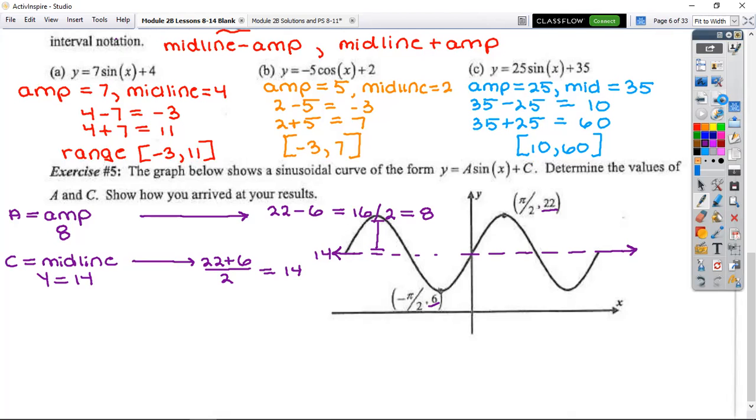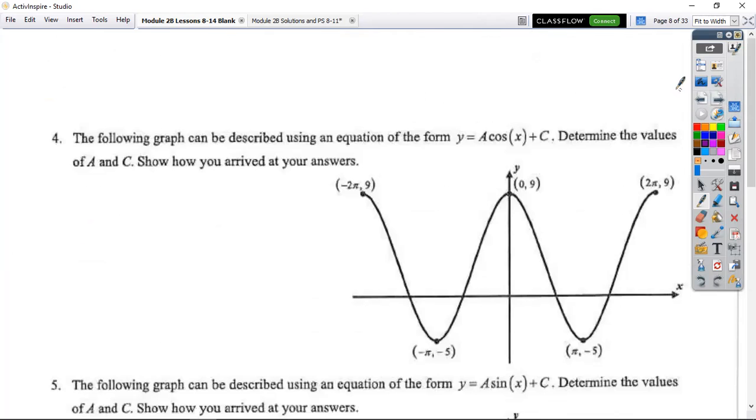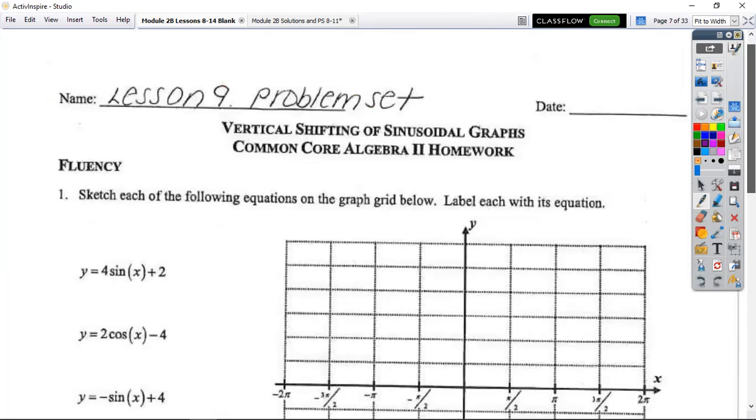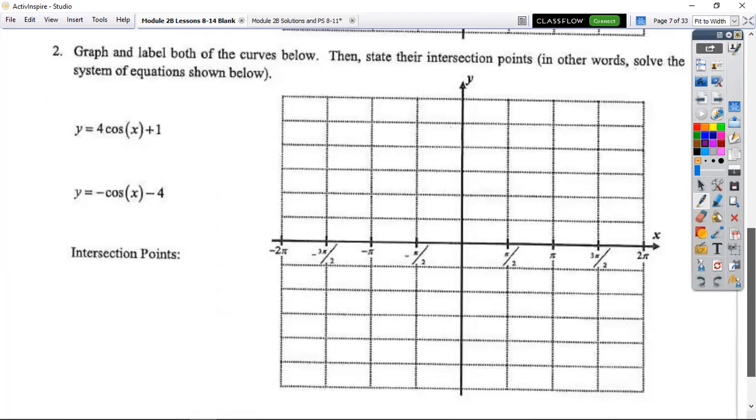So again, homework, you've got problem set 9 to do. There is a front and there is a back. It will ask you for points of intersection. I think I just saw that. Yep, so you're just going to label where those cross, or you could just circle them or place X's on them as well.